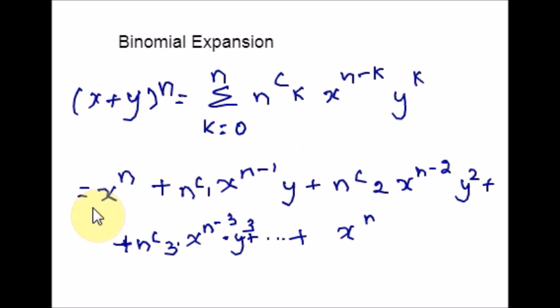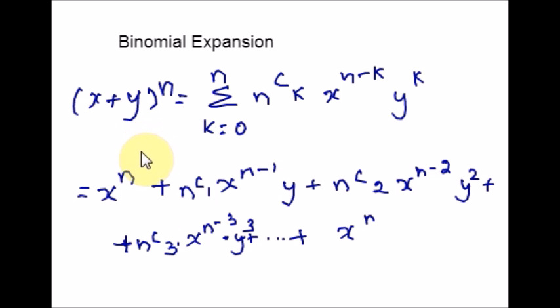When k equals 0, you'll be getting this term. When k equals 1, nC1, x raised to n minus 1, y. K equals 2, k equals 3. And when k equals n. Hope you are clear with the binomial expansion for this binomial theorem.